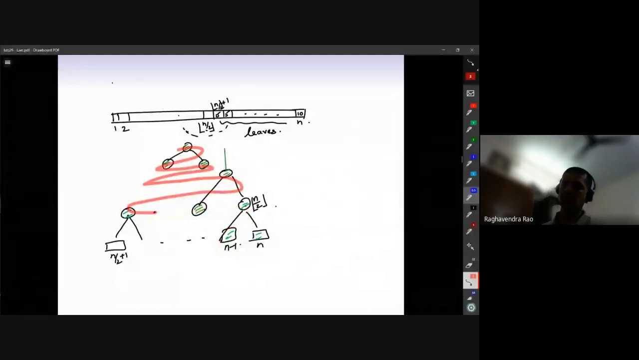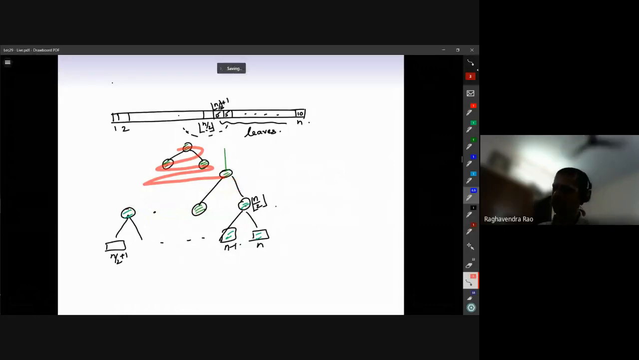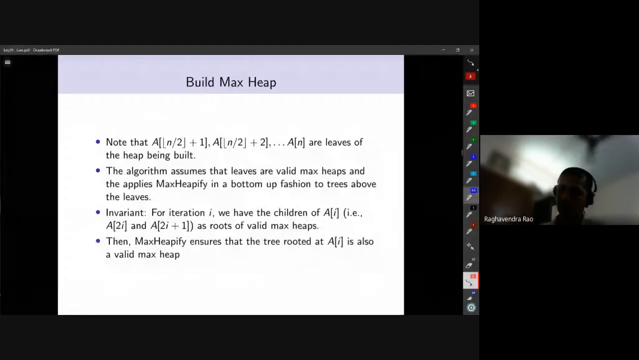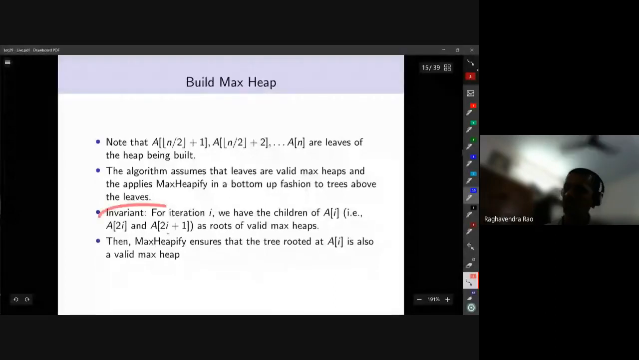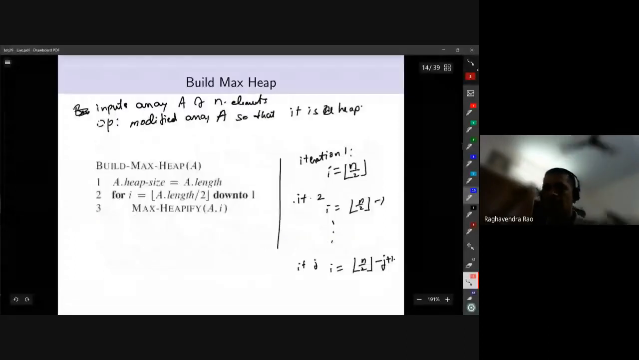If there is a question, I'll wait for a minute and then I'll give a demonstration, an example. Correctness is fairly straightforward. This induction is applied on this invariant. You prove that this invariant is satisfied, which immediately follows from the correctness of max Heapify.